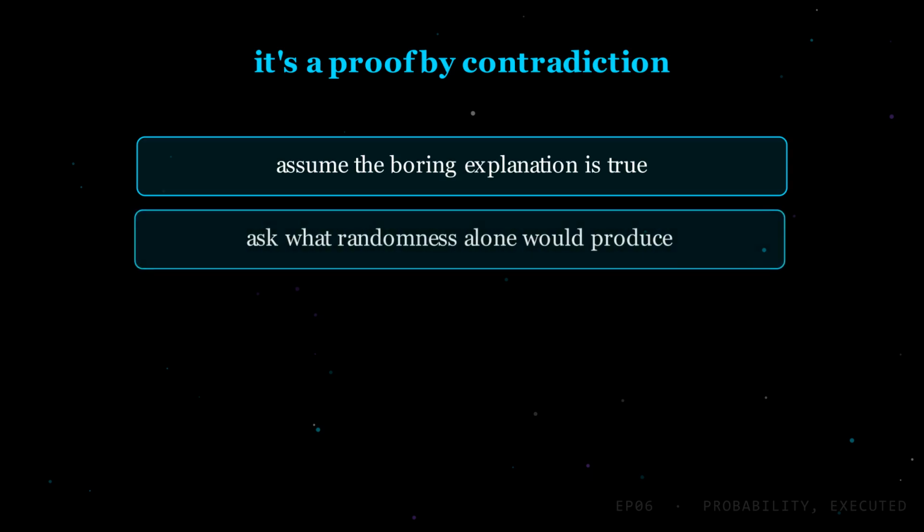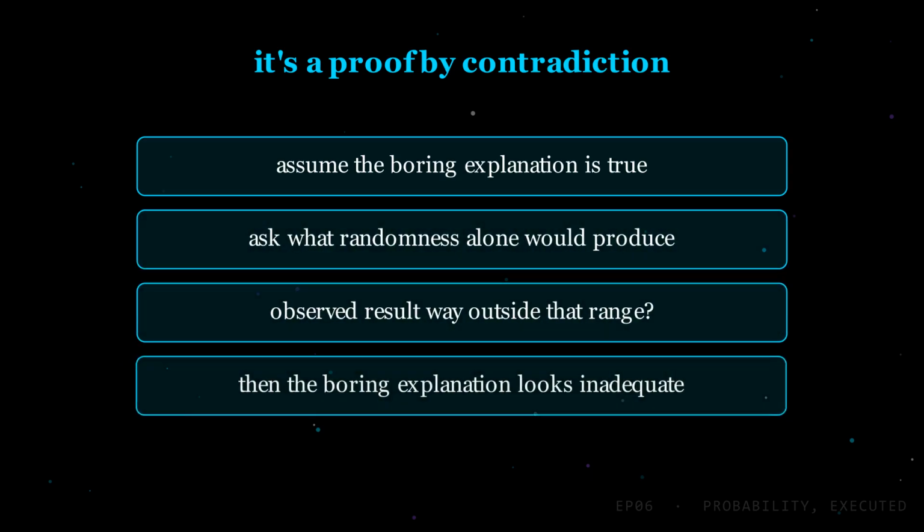The logic of a hypothesis test is a proof by contradiction, and it's worth stating plainly. You assume the boring explanation is true, that the button color has no effect at all. That assumption is the null hypothesis. Then you ask, if that were true, what range of results would I expect to see just from random variation? If what you actually observed sits way outside that range, the boring explanation starts to look inadequate.